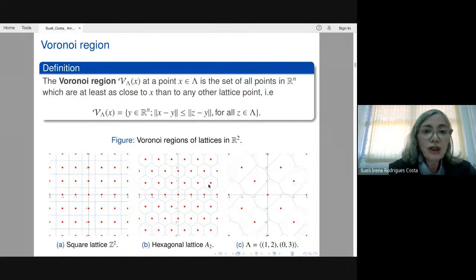region. The Voronoi region of each point in the lattice is the set of points x which are at least as close to that lattice point as to any other lattice point. That is the definition.